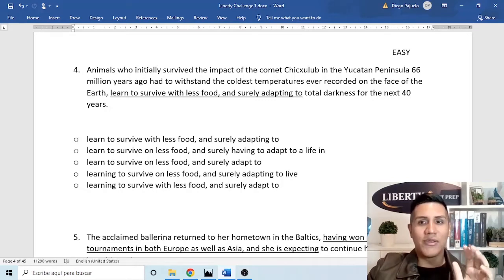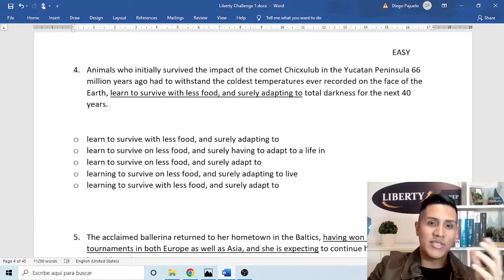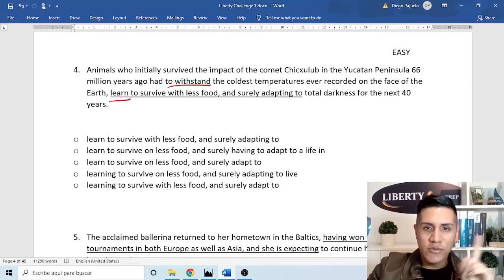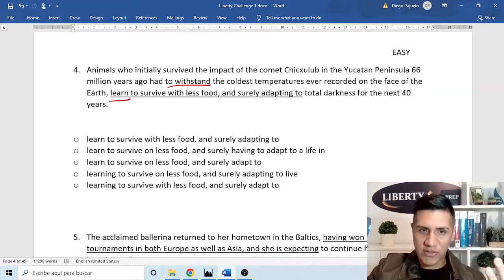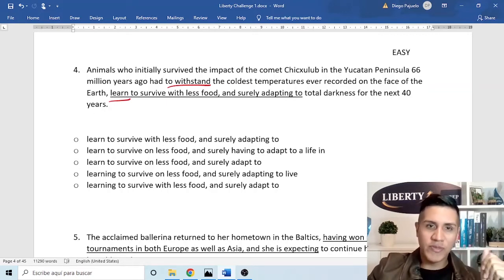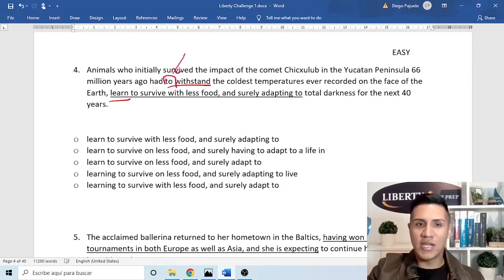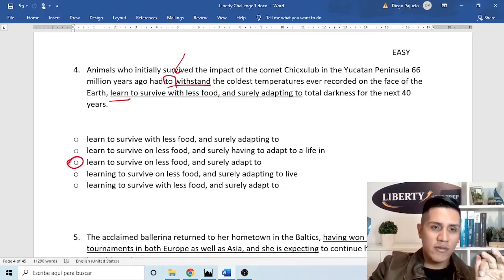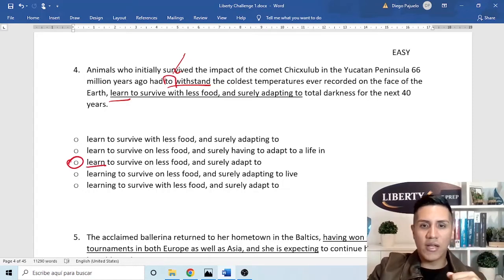So you have these animals, they had to withstand the coldest temperature. So here we have a list, okay? So a list, they had to withstand, to learn, and to do something else. So it's a list of 3 things. 3 things these poor animals had to do. So actually we can factorize this infinitive. So we don't have to say to withstand, to learn, to adapt. We just say withstand, learn, and adapt. But the only one that gives you that is letter C. Okay, so to withstand, to learn, we're factorizing to, and to adapt.